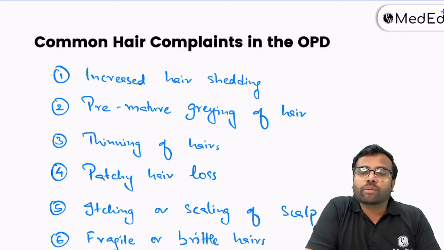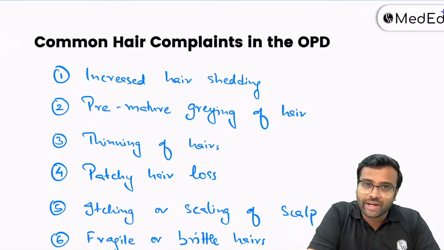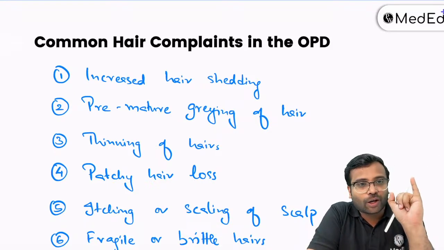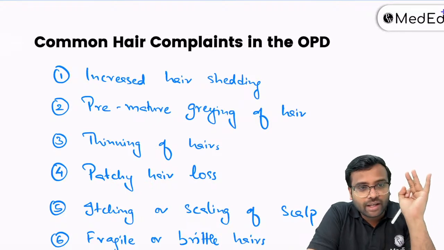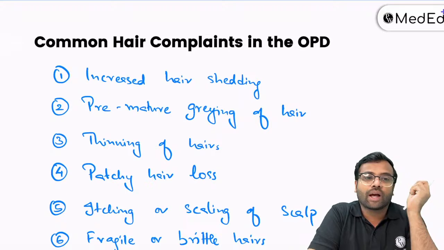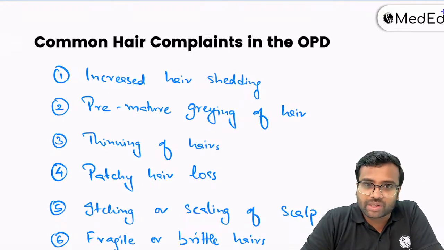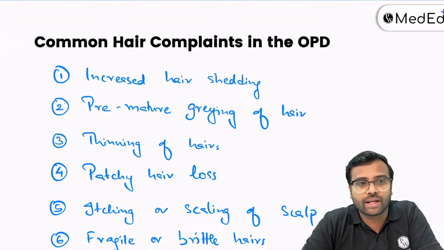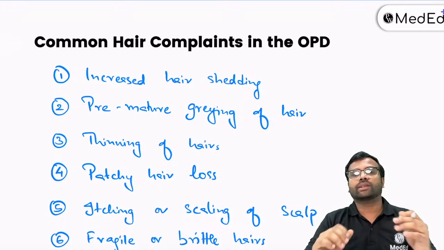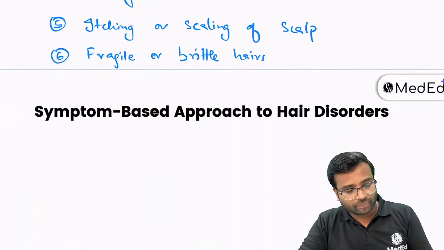So when I try to remember the common complaints with which a patient can come to you in the OPD for a hair disorder, these are the symptoms that come to my mind: increased hair loss, premature graying of the hair, thinning of the hairs, patchy hair loss, itching of the scalp and scaling of the scalp, and fragile or brittle hairs. So what happens when you see all these kinds of symptoms is that now we have to differentiate why a patient is having these symptoms and what are the diseases that can be associated with them, correct? So now let us see one by one.